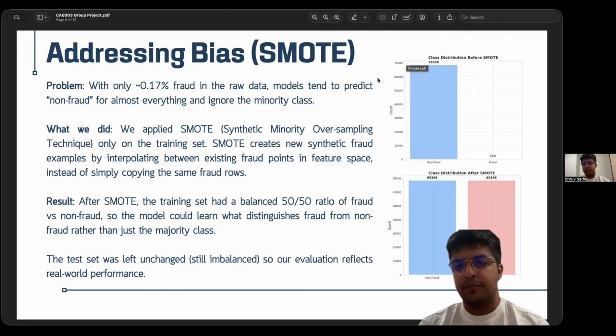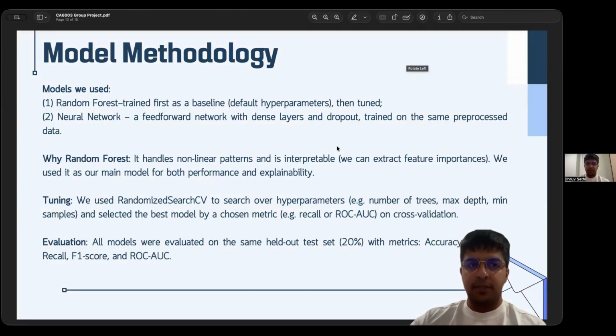And so for the training set, we got a 50-50 distribution. We left the test set unchanged, which was still imbalanced, so that we could evaluate it on real-world performance. Talking about the models that we use now, we used two models: a random forest and a neural network.